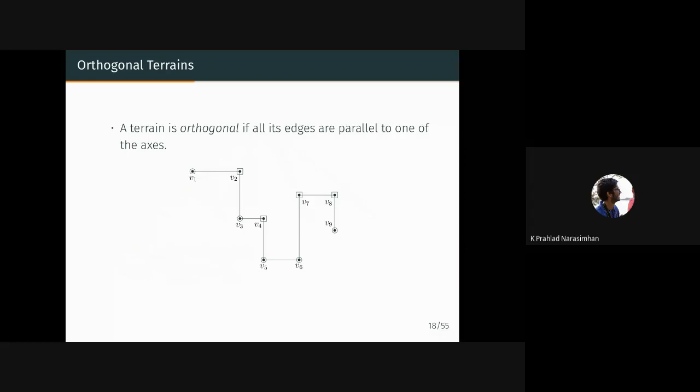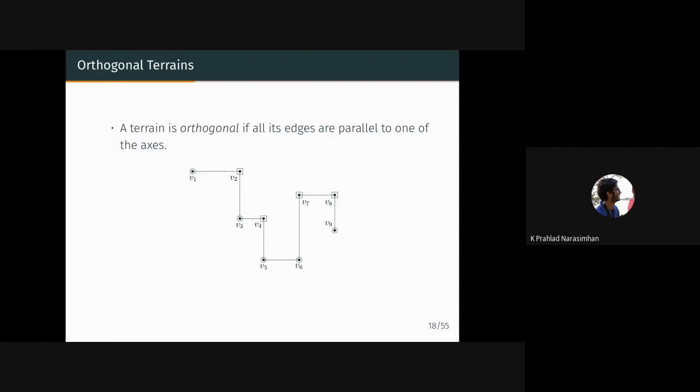Next we define something called orthogonal terrain, which are slightly nicer. What they are is that the lines must be parallel to the x or the y axis, right? So an orthogonal terrain will look blocky, like this. Like Anushka pointed out before, here I'm obviously allowing 2 points to have the same x coordinate. For example, V2 and V3 will have the same x coordinate. So this is the notion of an orthogonal terrain.